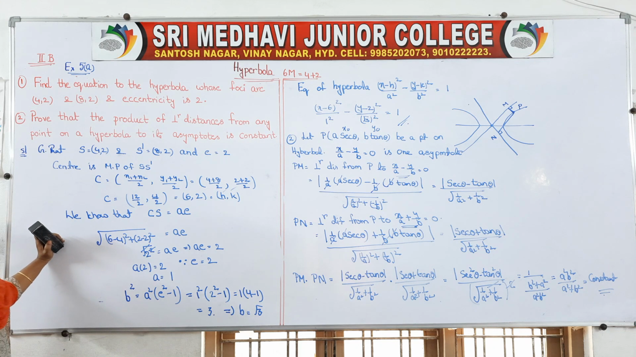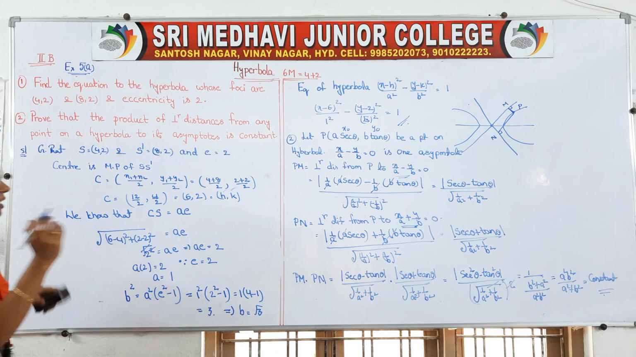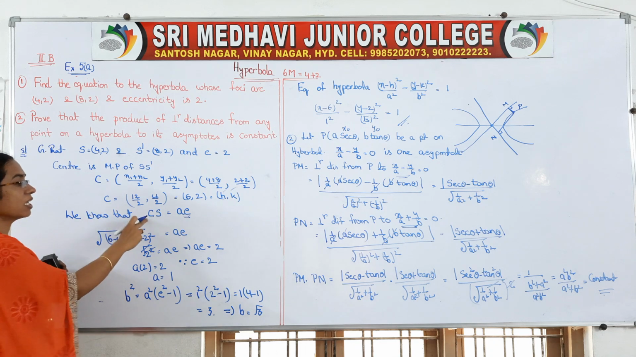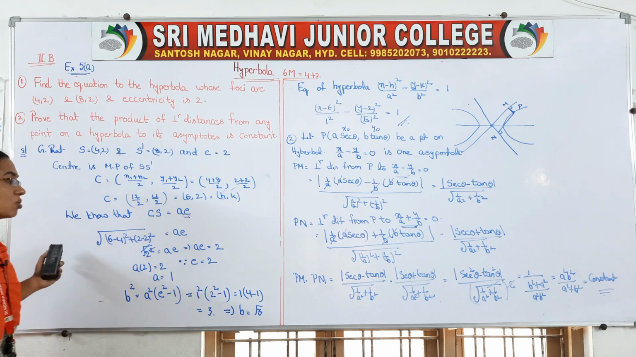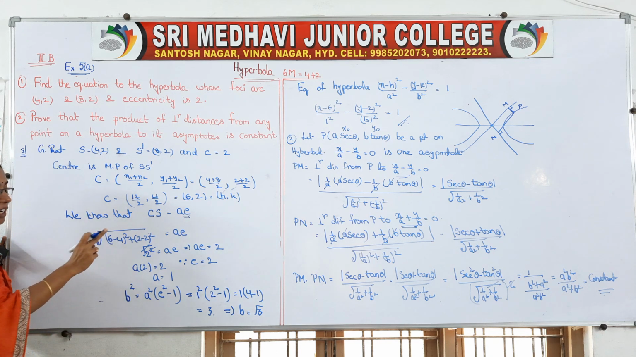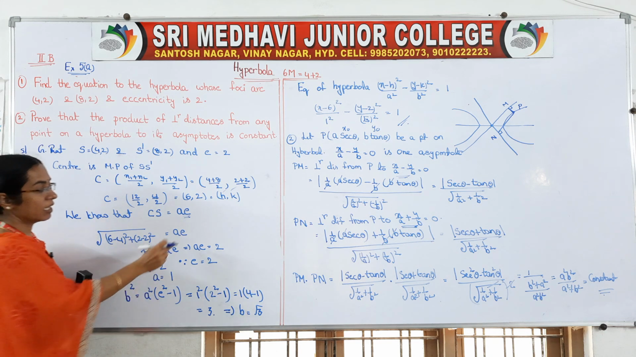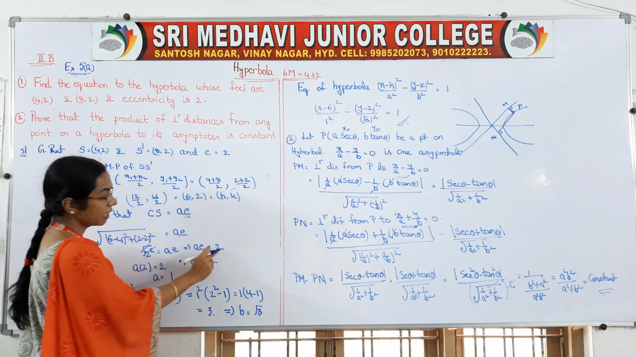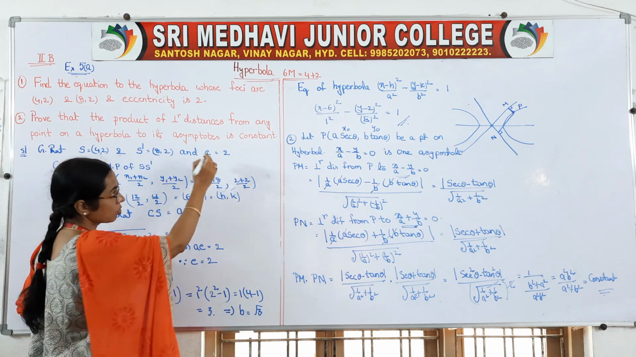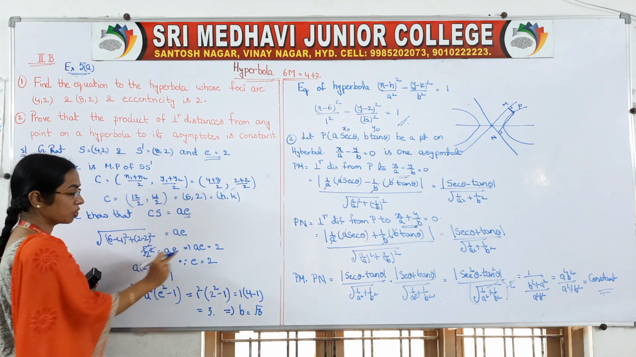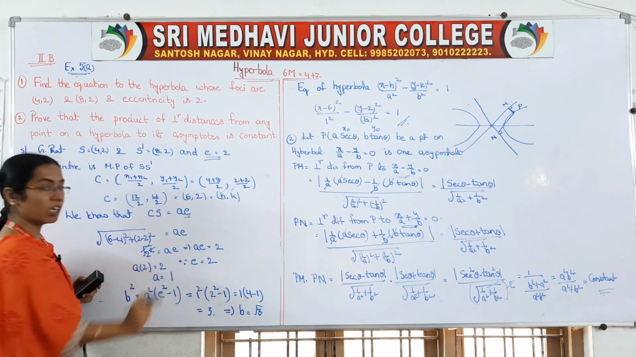So we know that the distance from the center to one focus is always AE, right. So CS is equal to AE, where CS means the distance between C and S. The distance between two points formula is root of (x2 minus x1) whole square plus (y2 minus y1) whole square. That is your AE, and we got that value as 2. So AE is equal to 2. Already in the question it is given that E is equal to 2, right. So you substitute 2 in place of E, then you will get your A.